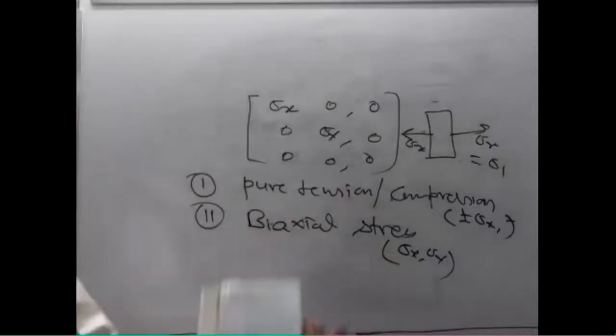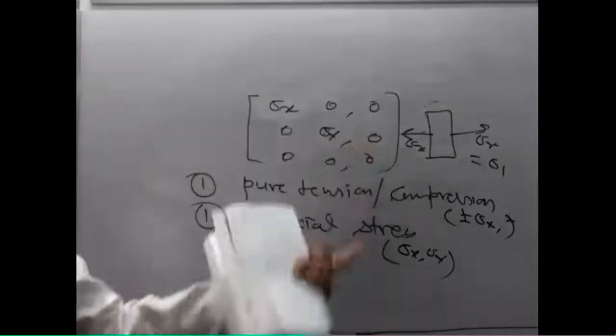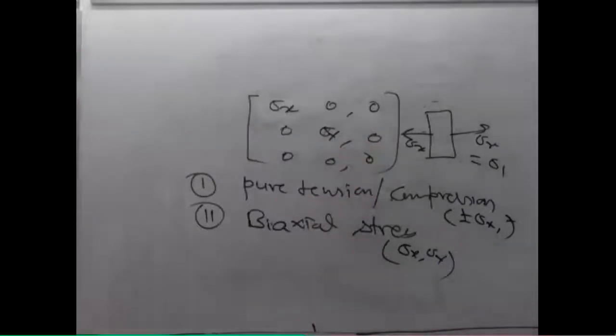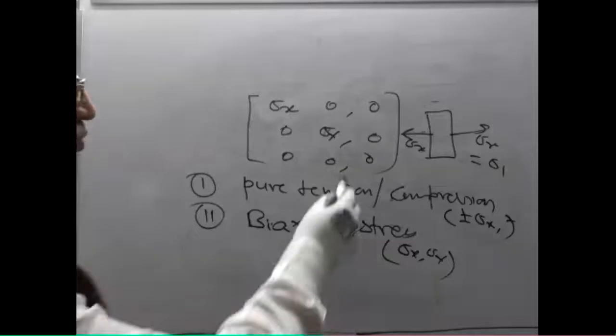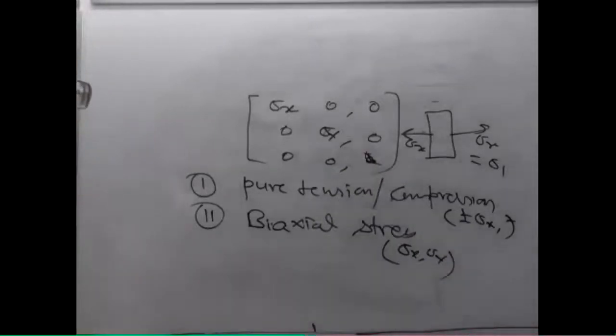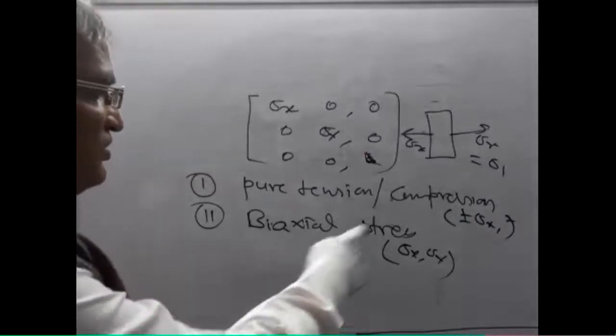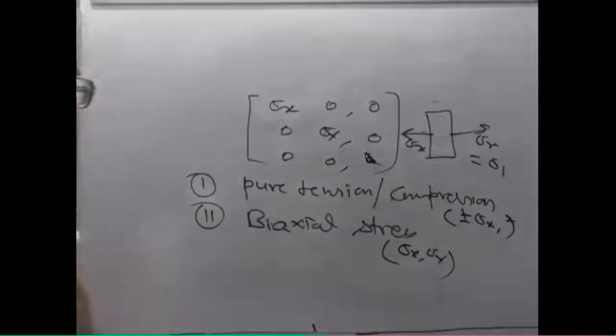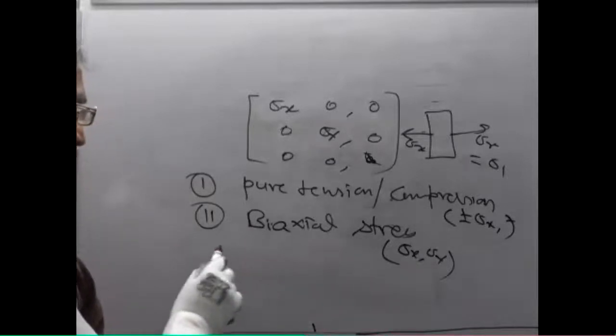So again, what is the size of the matrix? 2 by 2, because the third row and column are 0. Obviously, if you go for three dimensions, then sigma z will come into the picture. So it is called biaxial pure tension.